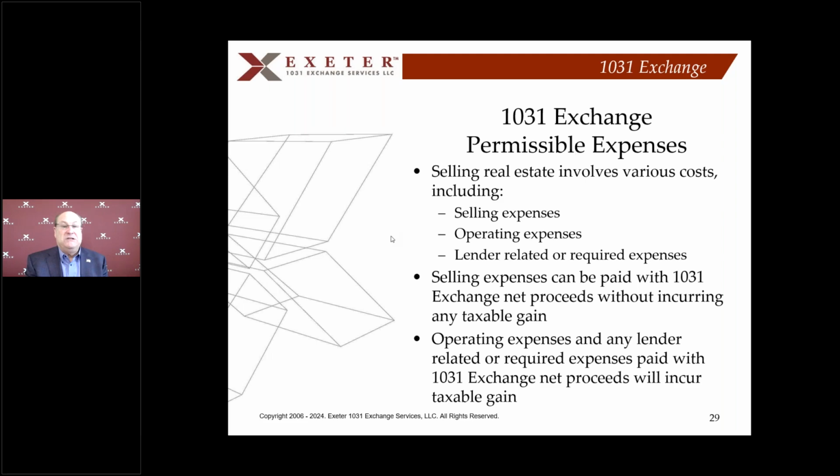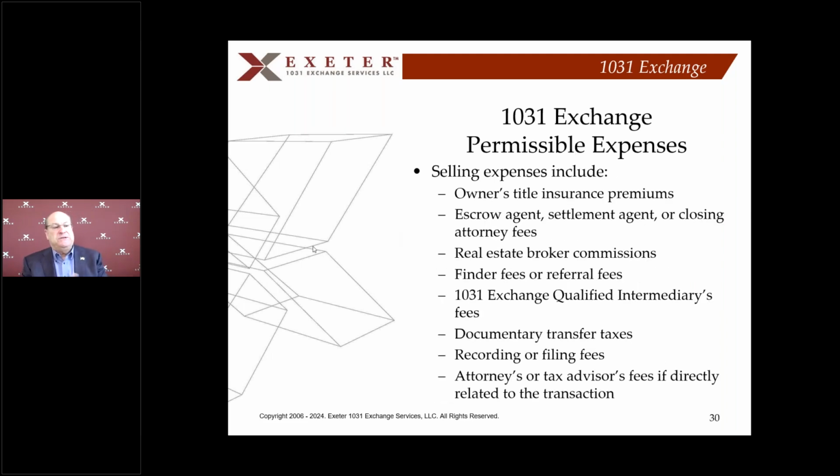The third bucket is lender related. Any type of demand statement fee, prorated interest that's still due, late fees, things like that are non-permissible expenses. They're financing expenses, not routine selling expenses. If you pay those through the closing, just like operating expenses, it won't hurt the 1031 exchange, but it does trigger a little bit of a tax consequence. Again, you could add those up and put out-of-pocket cash in to offset that, and then you would not pay any tax. So it really depends on what you prefer.